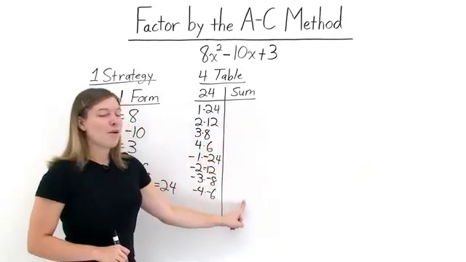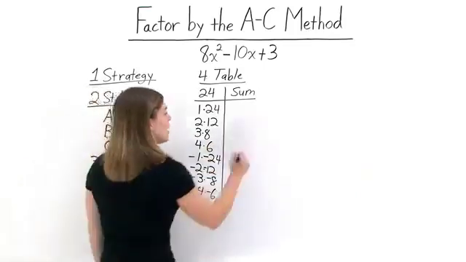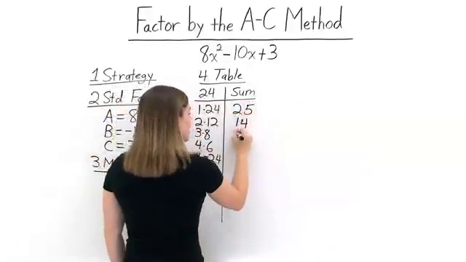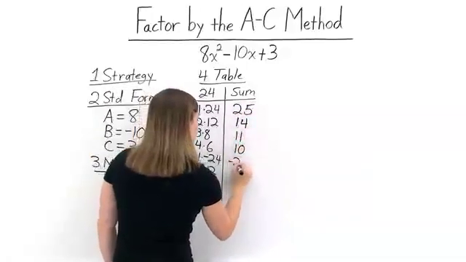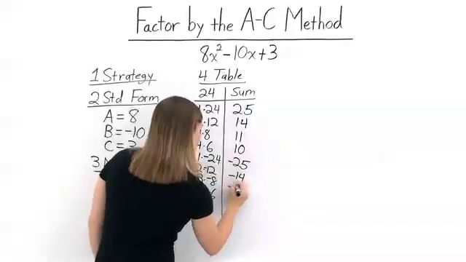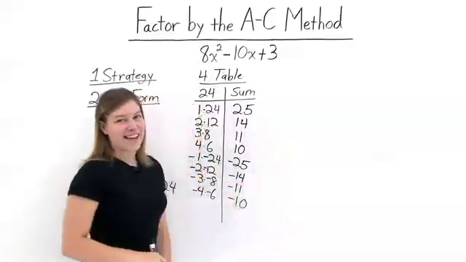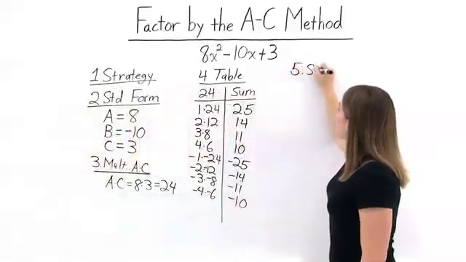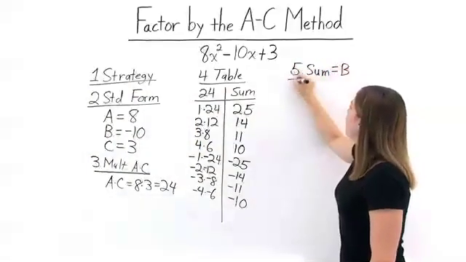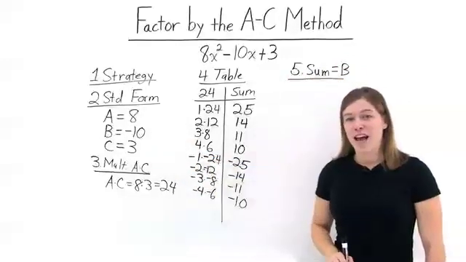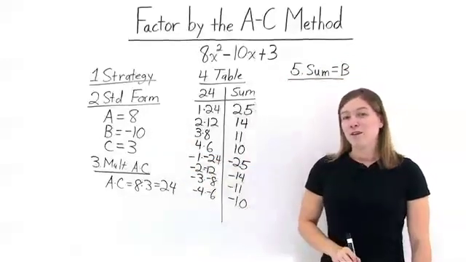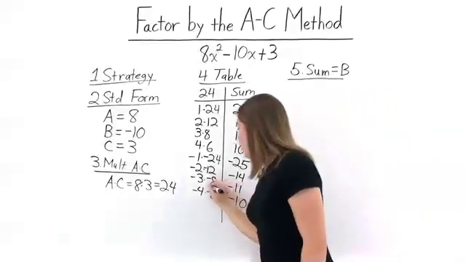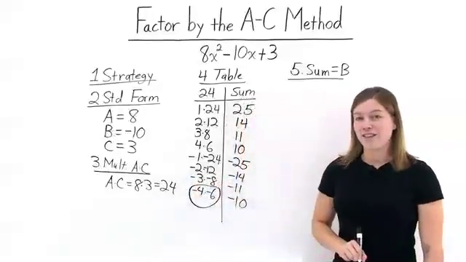In our second column, we want to find the sum of all of these factors. So we want to take 1 plus 24, and we get 25. Then 2 plus 12 is 14. Then we have 11, then 10, negative 25, negative 14, negative 11, and negative 10. In our next step, we want to look back at our table and find a sum that's the same as our coefficient for b. Our coefficient of b is equal to negative 10. So do you see a sum in our table that's equal to negative 10? Yes, right here. We have negative 10 when we add together the two factors, negative 4 and negative 6.